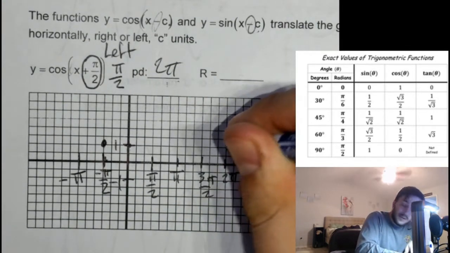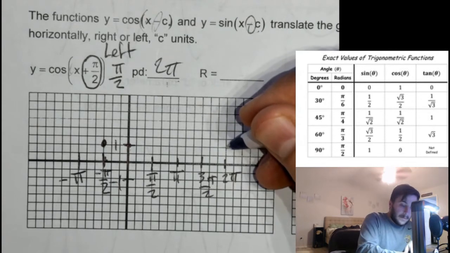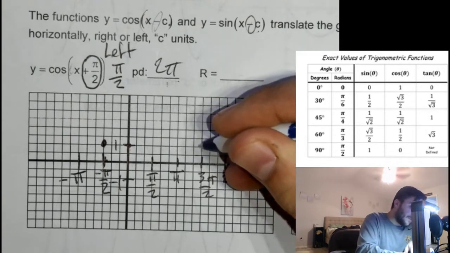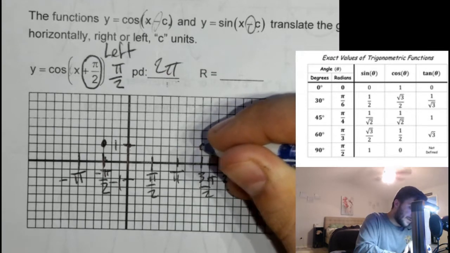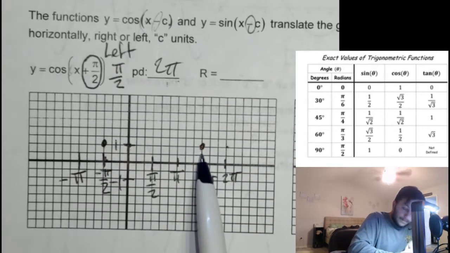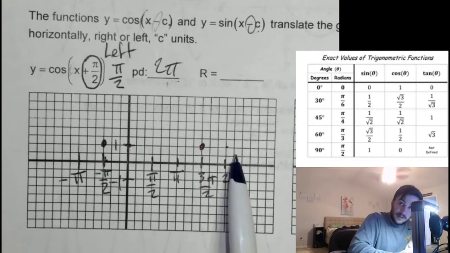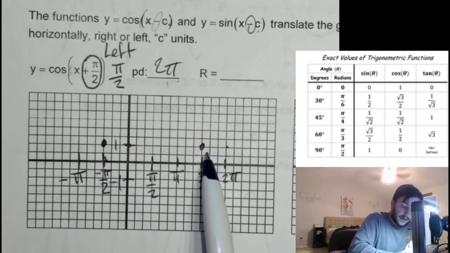That's where we normally would end. But we're shifted to the left by pi over 2. So we're going to be right here as I shift over everything. There we go. Everything's shifted to the left. We still start and end at 1.